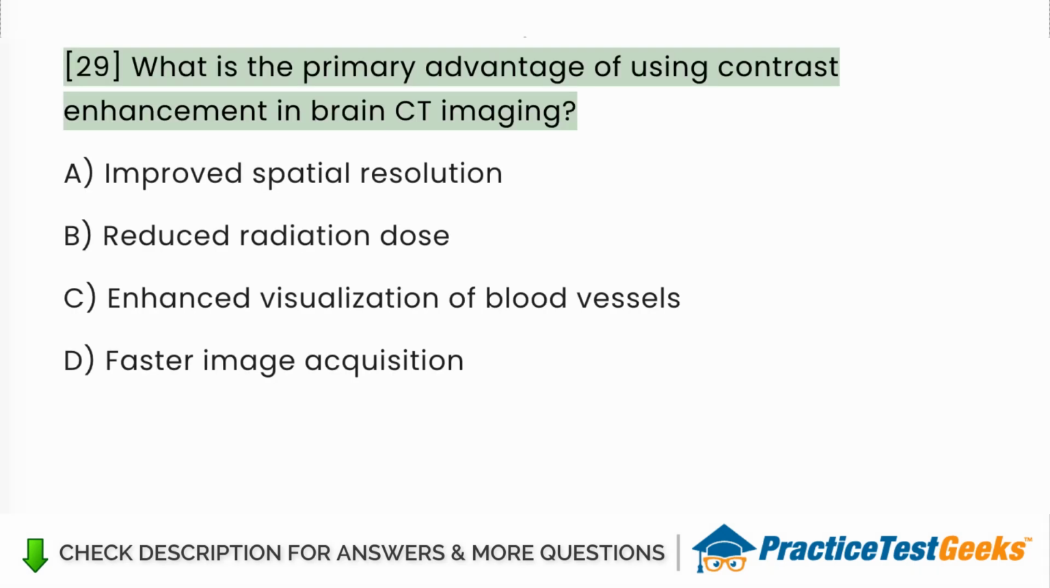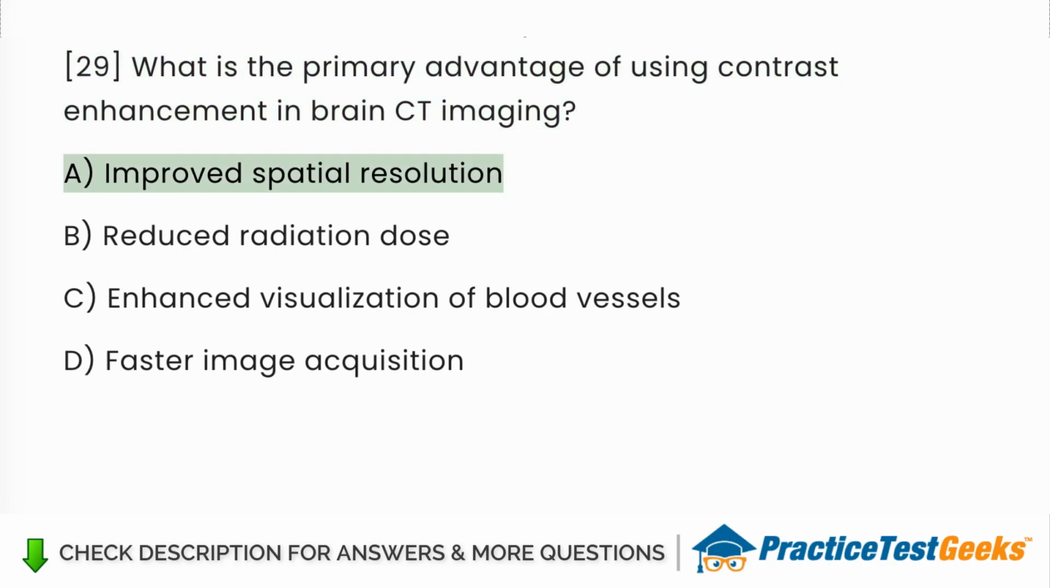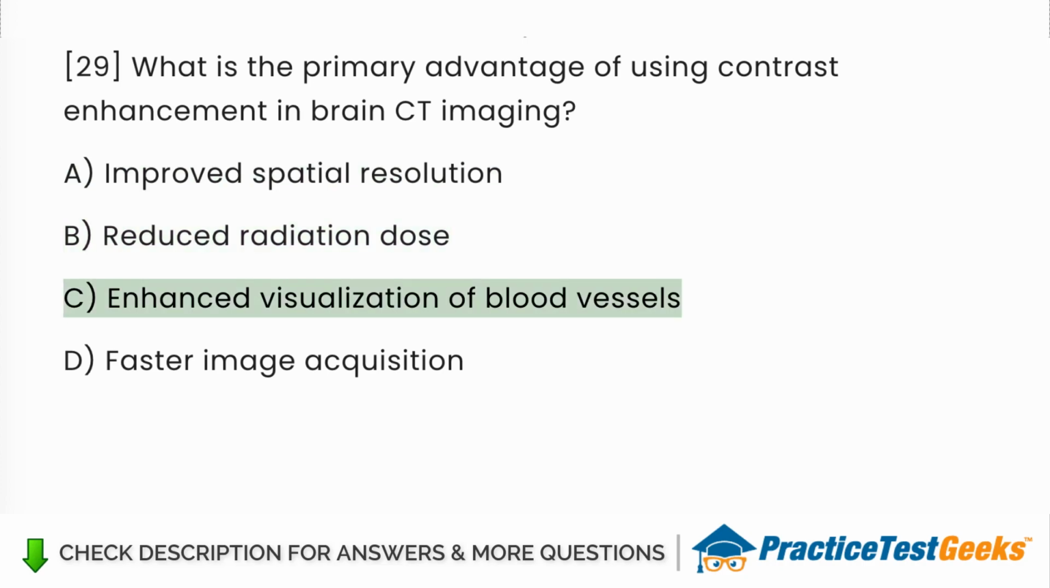What is the primary advantage of using contrast enhancement in brain CT imaging? A. Improved spatial resolution. B. Reduced radiation dose. C. Enhanced visualization of blood vessels. D. Faster image acquisition.